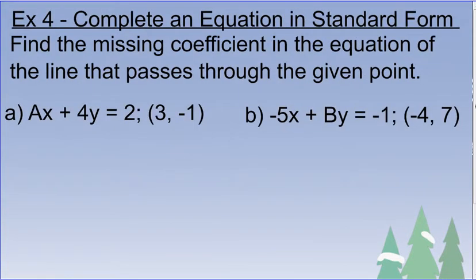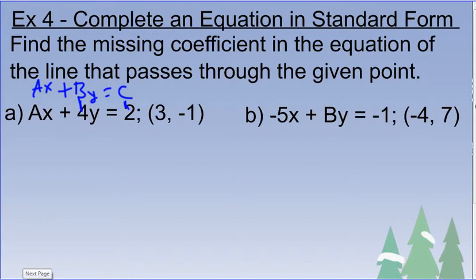Alright, last type of example, and these are, unfortunately, sometimes kind of hard. It says here, find the missing coefficient in the equation of the line that passes through the given point. So in example A, I have this equation: ax plus 4y equals 2. Now, you should recognize this as standard form. Standard form is ax plus by equals c. But here, they're giving us the b, they're giving us the c, but they do not give us the a. And we need to find out what that a is.